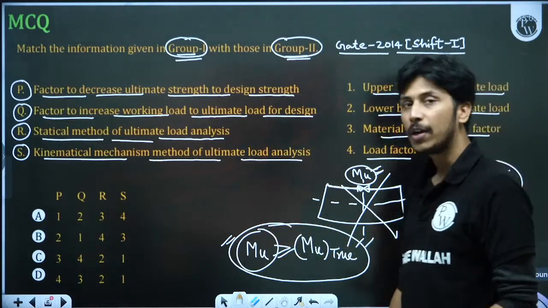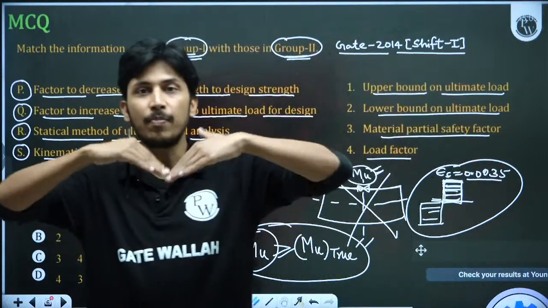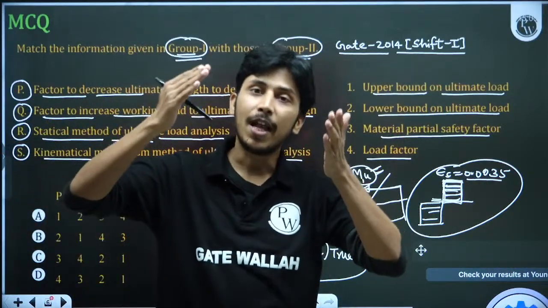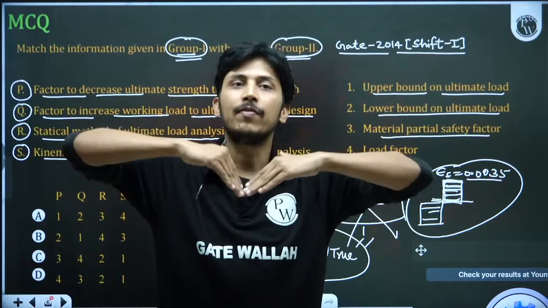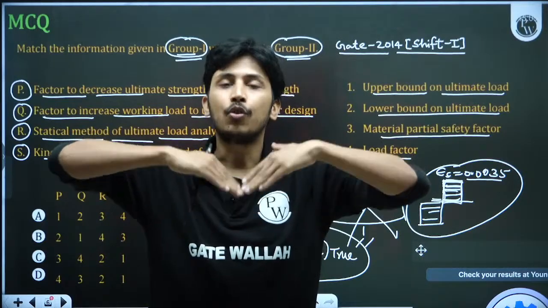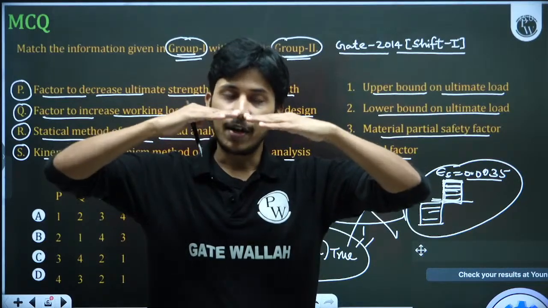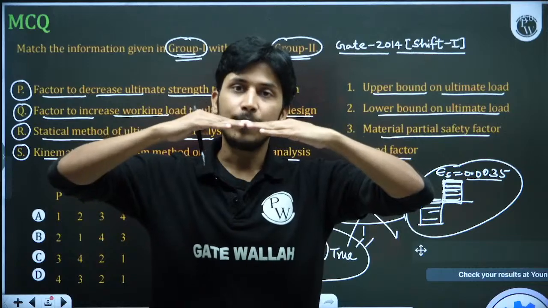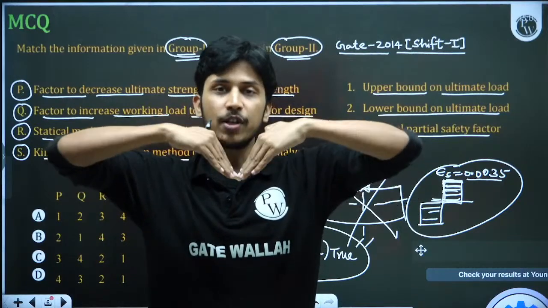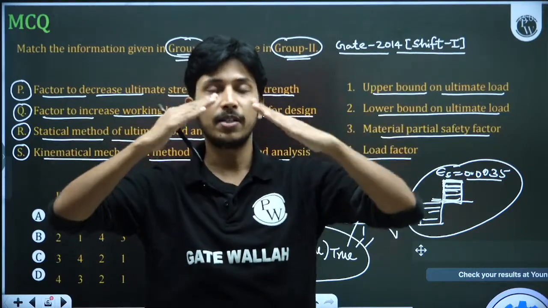So upper bound is actually based on the rotation principle. Why? Because when the collapse has occurred, then the rotation will start. Are you getting my point? So we calculate the moment at the collapse, the ultimate moment, based on the rotation concept, based on the angles being made.